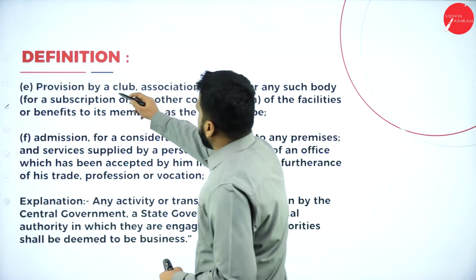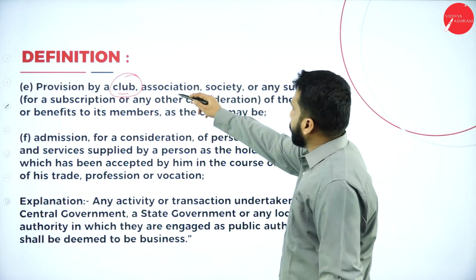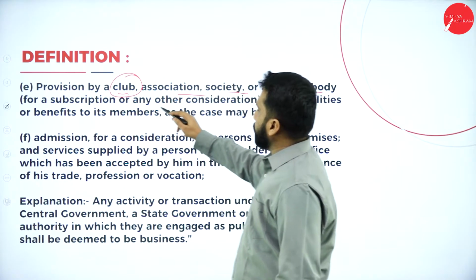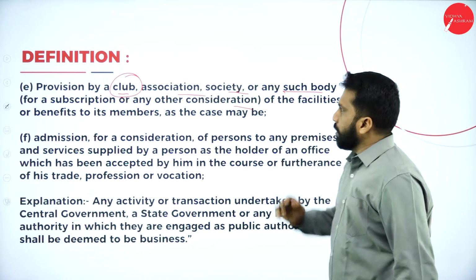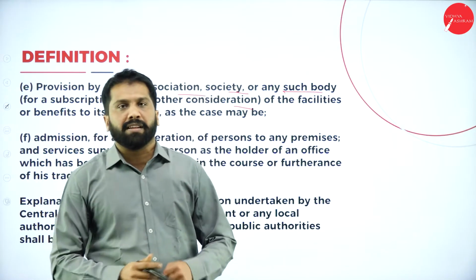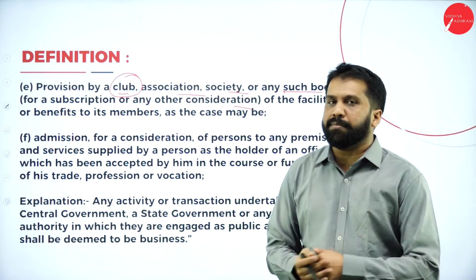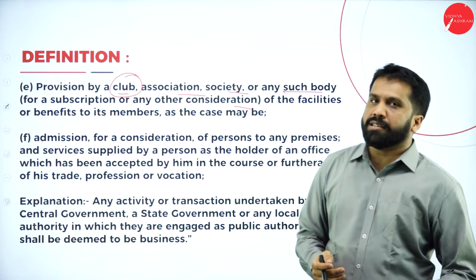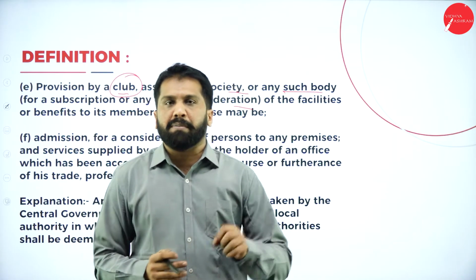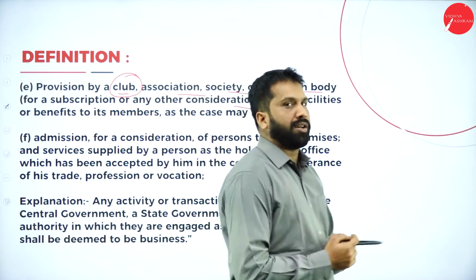Provisions by a club. Club comes under what? Service oriented. Now, association, society, any such body for a subscription or any other consideration. Normally, how are clubs run? The club will say, you have to give me a subscription of 50,000. It will be a lifetime subscription, membership. Or else, take lifetime membership for 50,000. Or every year, you pay me 5,000 as subscription. All comes under the subscription category.